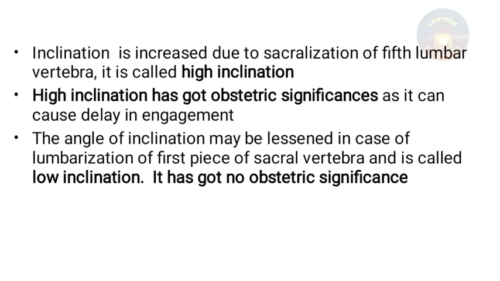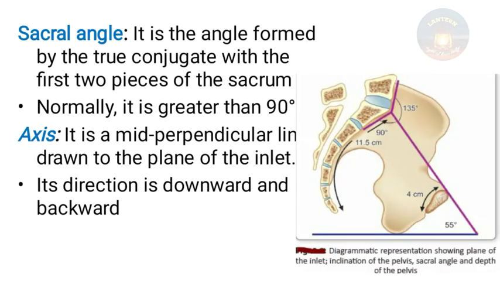Next is regarding the sacral angle. It is the angle formed by the true conjugate with the first two pieces of the sacrum. Normally, it is greater than 90 degrees. You can see in this picture.